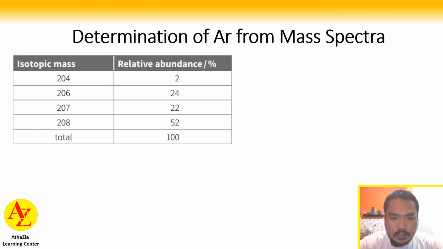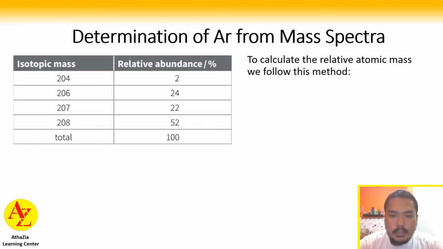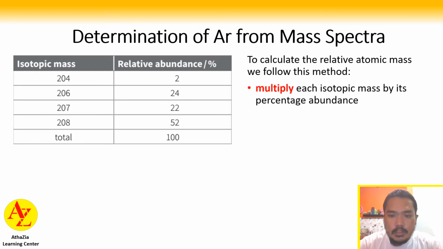Then we have data like this. It has been translated, so it means that the 204 isotopic mass of this lead is the first one, with 2% abundance, and so on. In total they make up 100%. Then to calculate the relative atomic mass, we follow this method: we multiply each isotopic mass by its percentage abundance, add the figures together, then divide by 100.